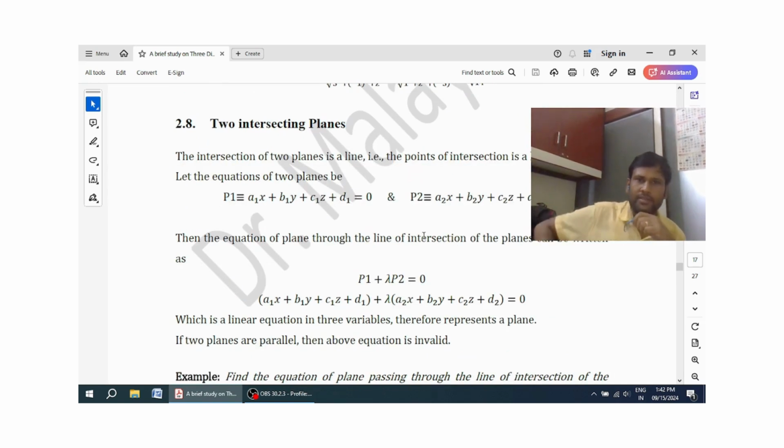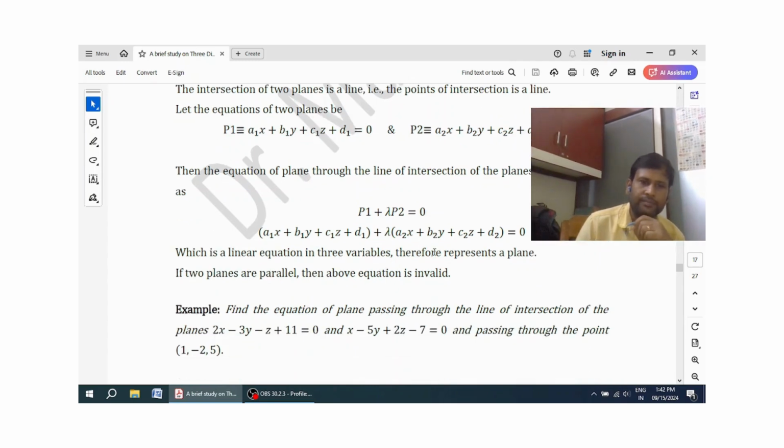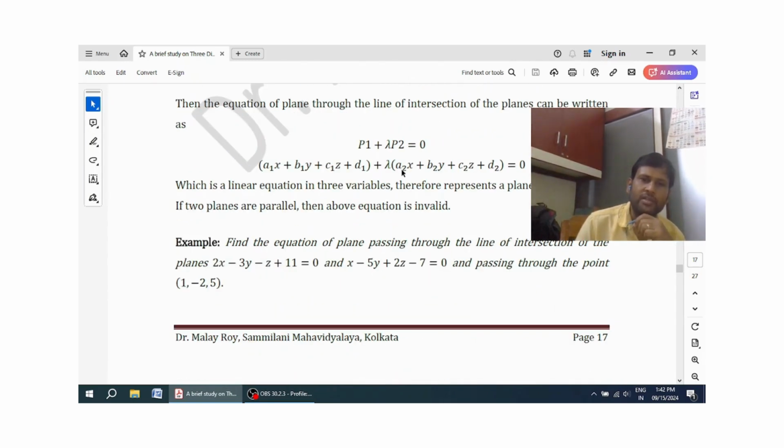Two intersecting planes. A plane passing through the intersection of two planes will be this, adding them linearly with a constant lambda, and with some conditions we have to find the value of lambda to obtain exactly the plane.